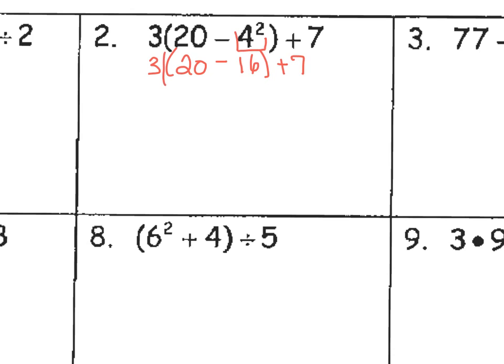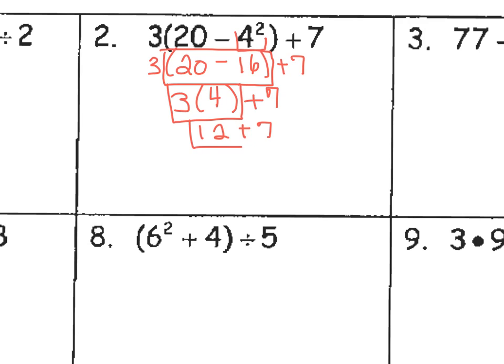So next we have to do parentheses. 20 minus 16 is 4. You box it, you solve it, and you rewrite it. Next we have multiplication. Remember, when a number is next to parentheses, it means to multiply. 3 times 4 is 12. And then the last step is to add. 12 plus 7 is 19. And so your answer is 19.